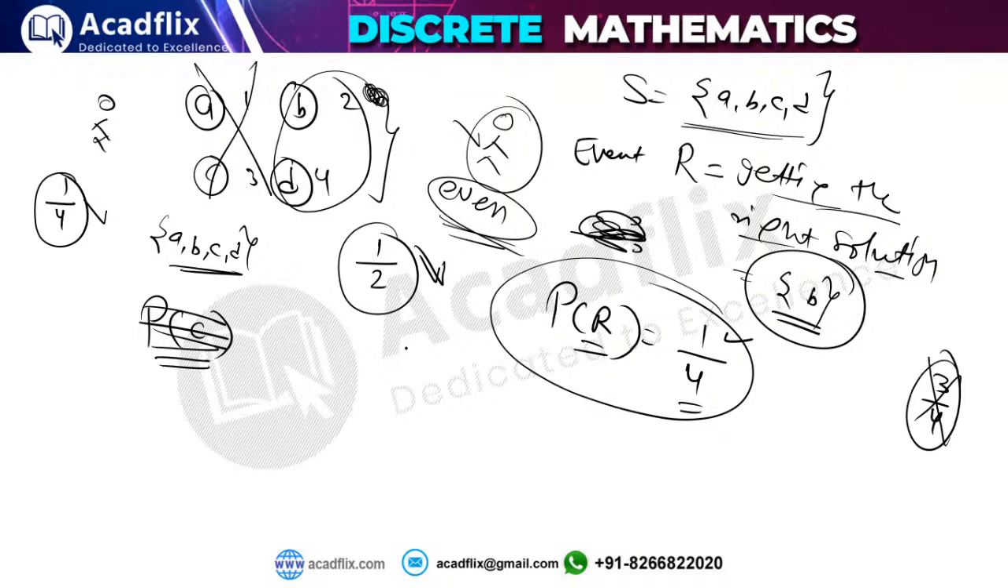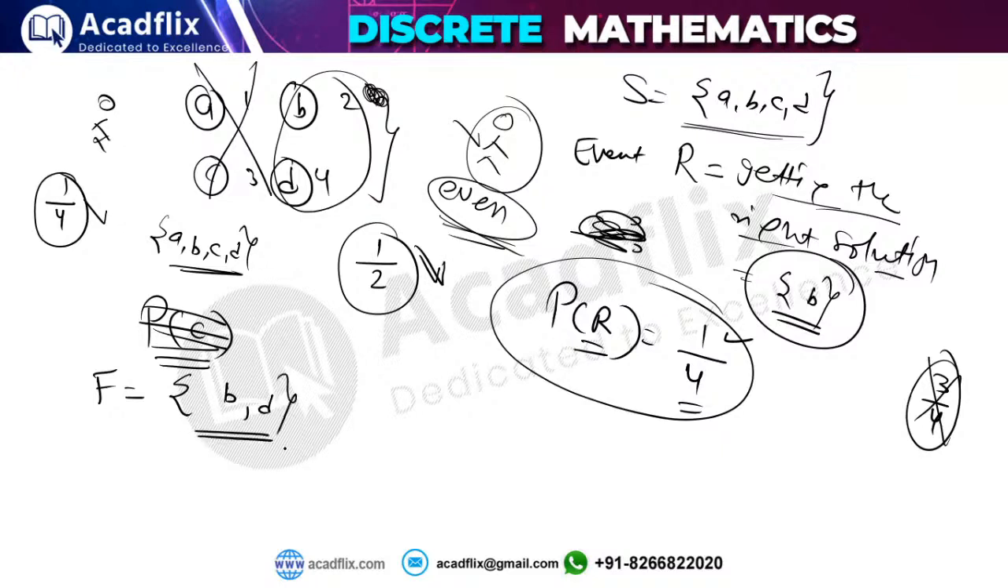Your friend has told you that the answer is an even number. So basically what has happened? The event F has occurred. What is this event F? Event F is even number. So even number means your event F has occurred, meaning option B or option D.